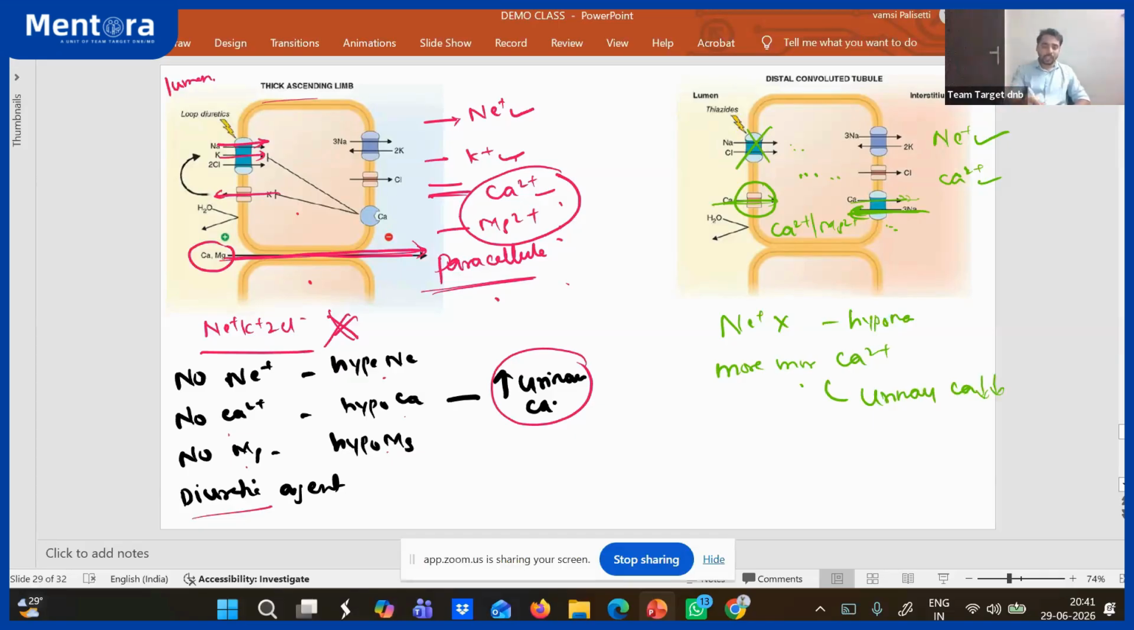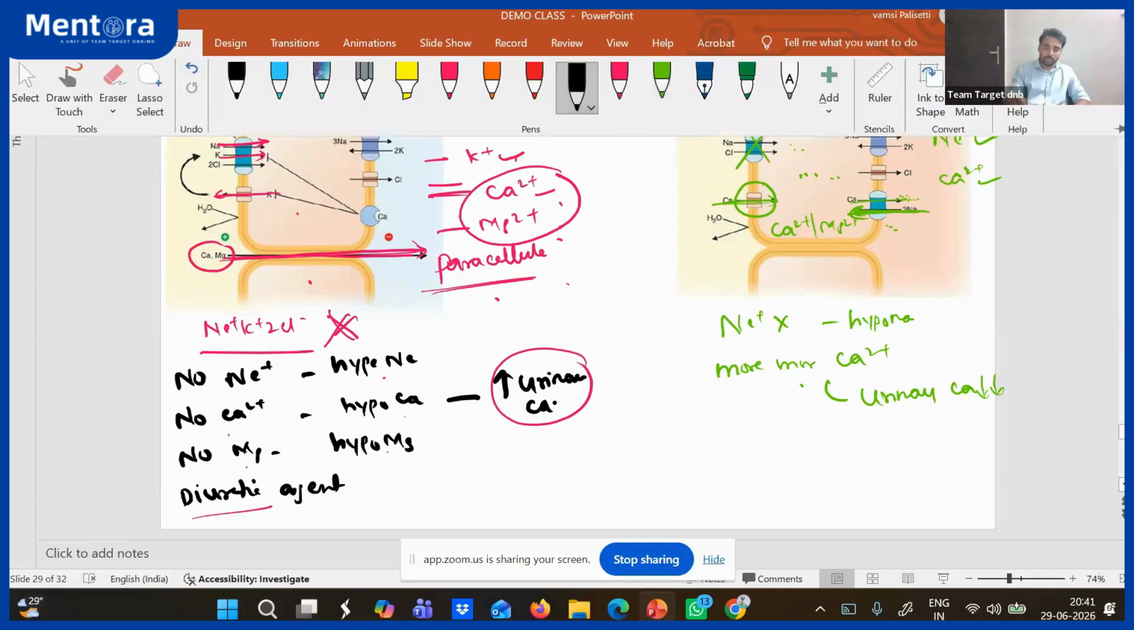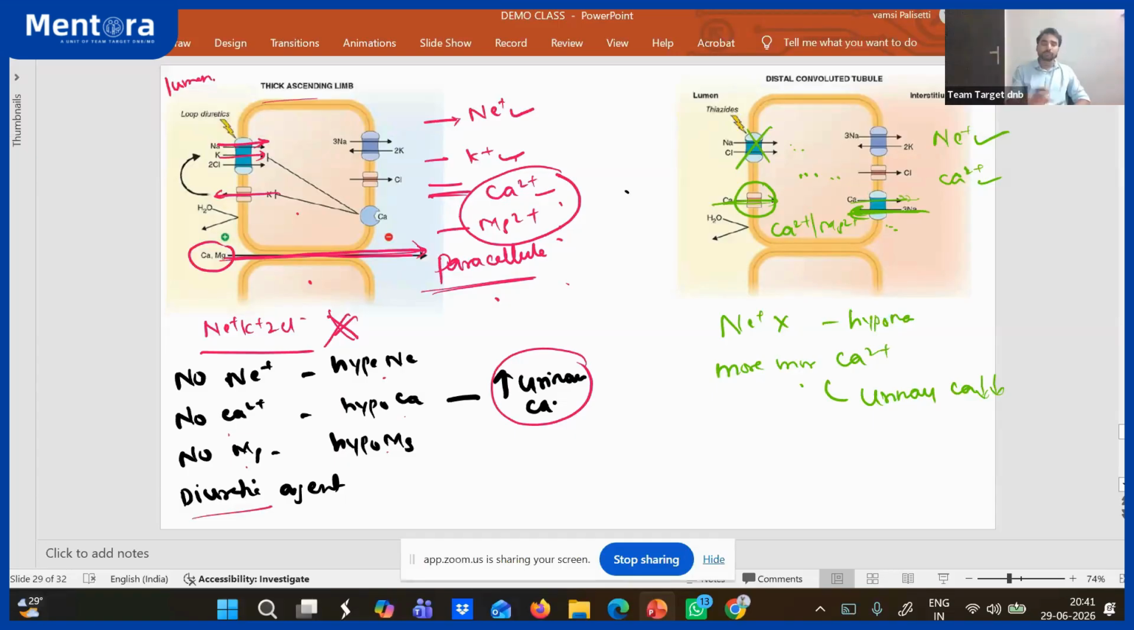Okay. So let me explain again one more thing. If there is no sodium chloride pump, there is no sodium absorption. If there is no sodium in the cell, you will have hyponatremia. Clear? If there is no sodium, the cell has to survive. It will take sodium from the outside interstitium in exchange of calcium. So your calcium is getting absorbed more from the lumen in exchange for sodium. Right? Because this calcium is more and more absorbed, you will have urinary calcium very less. That's it. This is the only difference between Gitelman and Bartter. So Gitelman has urinary calcium low and Bartter has urinary calcium high. Clear? I think it's clear.